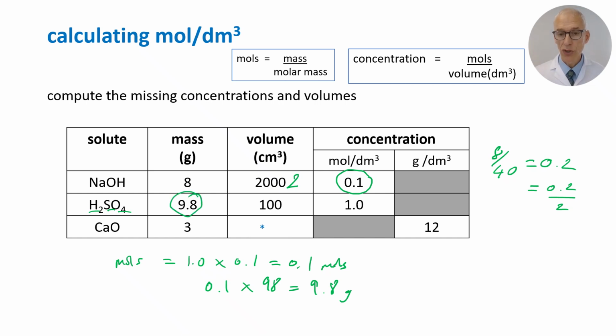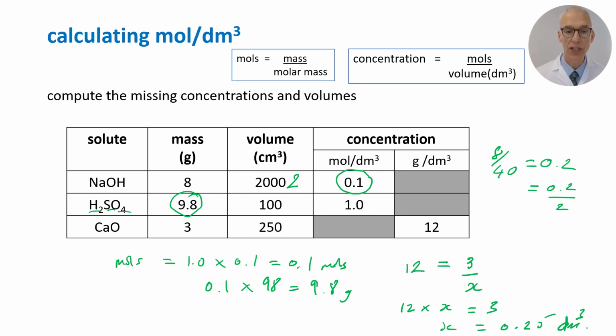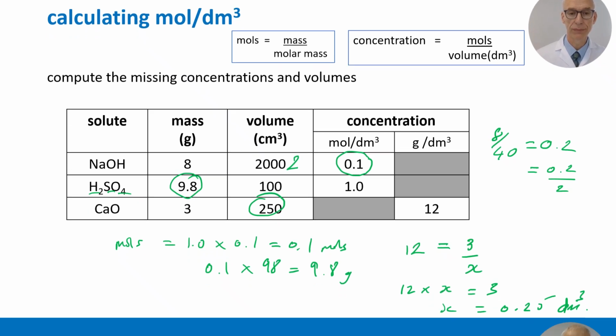Here we're going to do concentration is 12 grams per decimeter cubed, so that's 3 divided by an unknown volume x. So 12 times x equals 3. x must equal 0.25, but that will be in decimeters cubed, trick question. So that's 250 centimeters cubed.